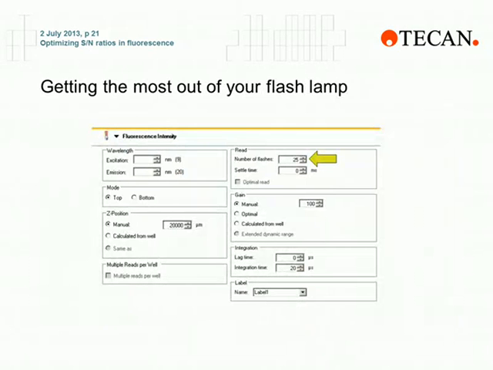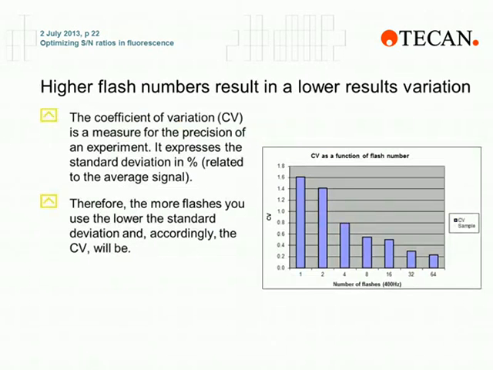Another option, to not increase the signal-to-noise ratio but to reduce the CV, the coefficient of variation, which is similar to the standard deviation, a measure of the precision of your assay, is to increase the number of flashes. In this experiment, we have tested different flash numbers in terms of their coefficient of variation.